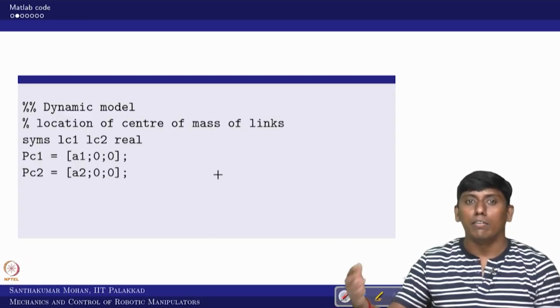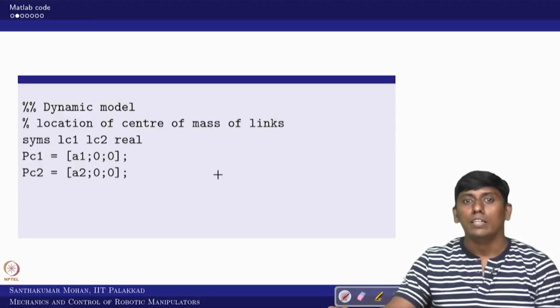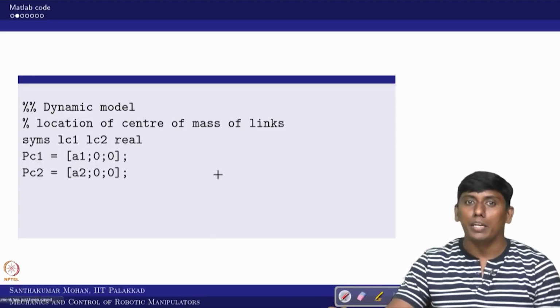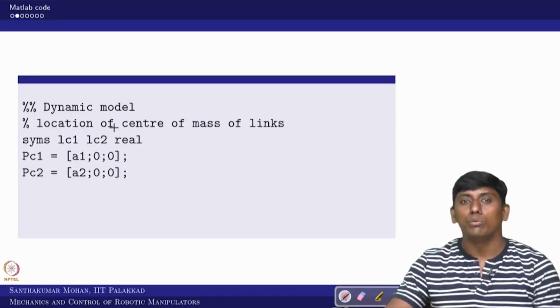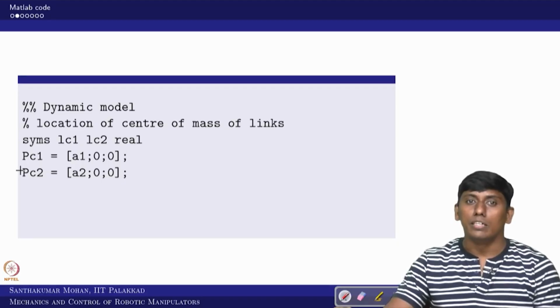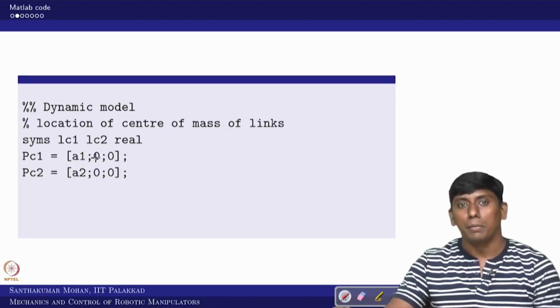In our equation of motion we have written the link lengths as A1 and A2. So the location of the center of mass of each link comes with two symbols, LC1 and LC2. Here LC1 I consider as A1 and LC2 I consider as A2. In that sense, I have derived the PC1 and PC2 vectors in this way.